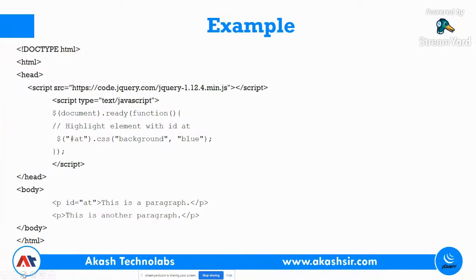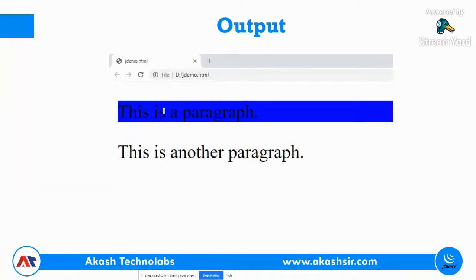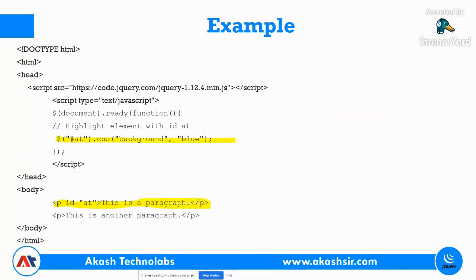Let me highlight this portion. Highlighted. Okay, so this code will be reflected over here. Next, you can see this is my output. I know blue color is very dark, right? So what we have to do, we have to select the ID with the help of hash, and then we can specify the property that is background color blue.